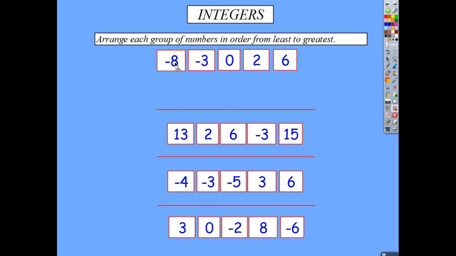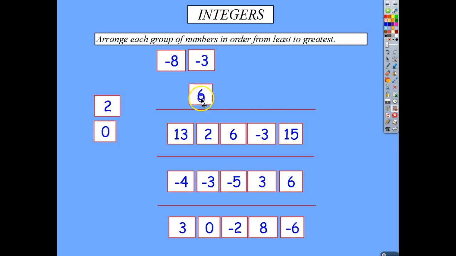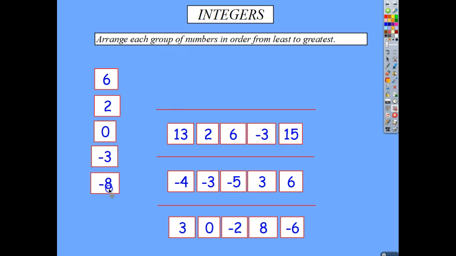Now, another way I could have done it is if I wanted to go up and down, I could say, okay, here's 0 in the middle. Well, +2 is going to be 2 above 0, and 6 is even higher than that. It's above that. Okay, and then if I'm going down, then I'm going to say 0 to -3, and then I can say -8 is even lower than that.